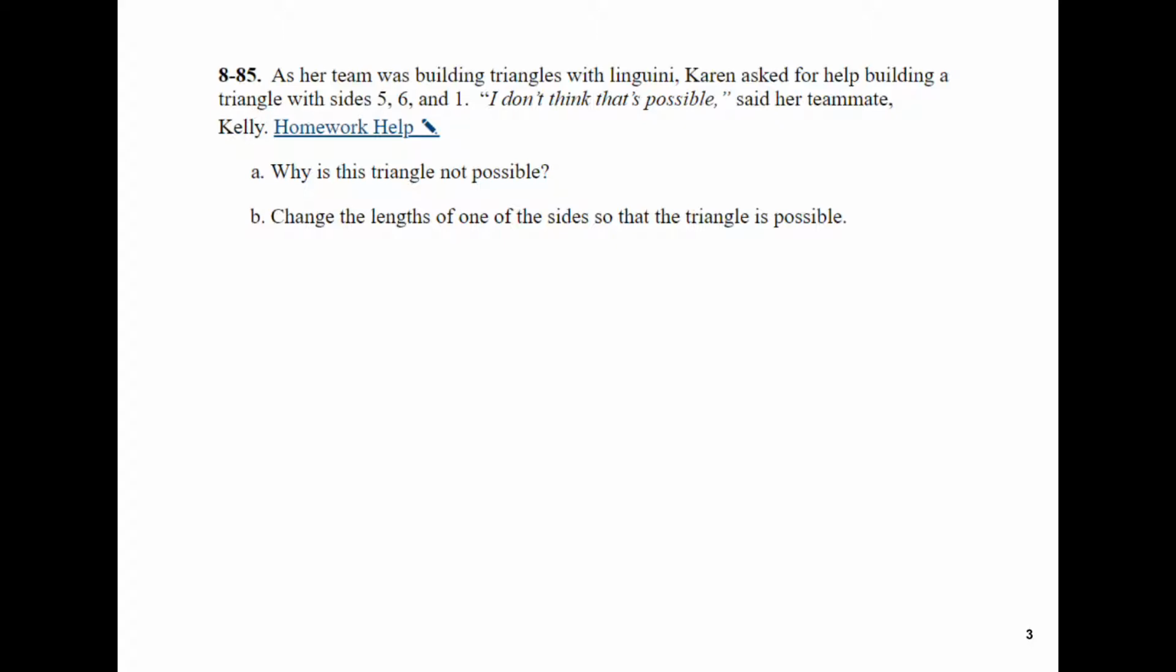So in A, it says, why is the triangle not possible? So if we have a side that is 6 units, and we have another side that is 5 units, and a side that is 1 unit, it is not possible because the two sides, the 5 and the 1, would collapse or be equivalent to the side that is 6 units.